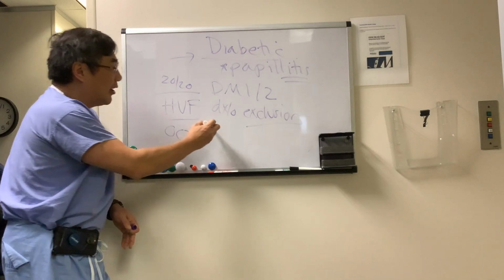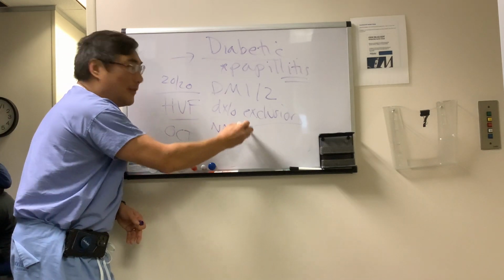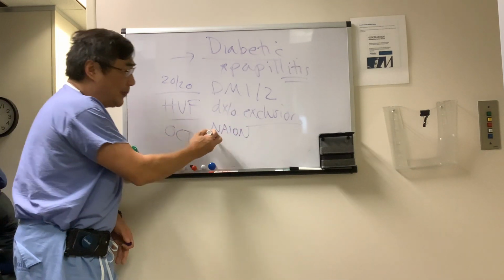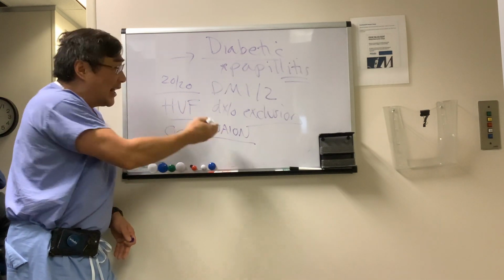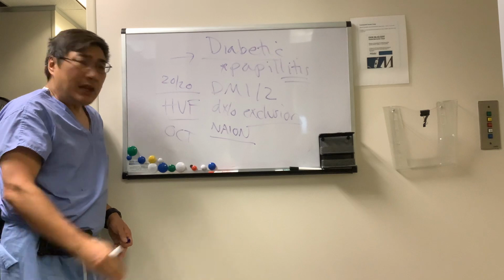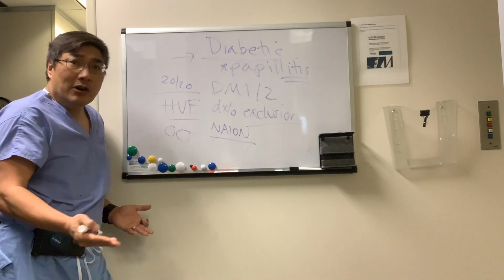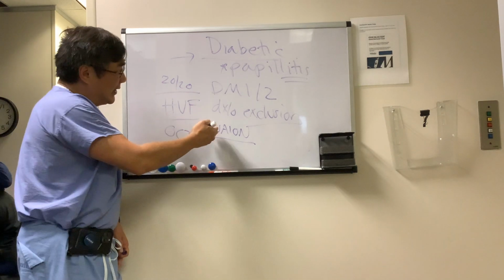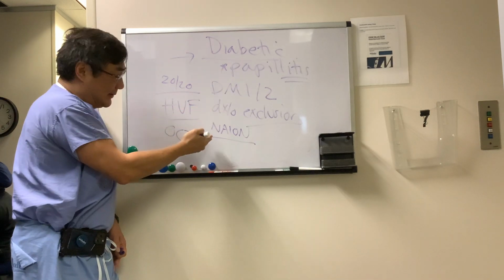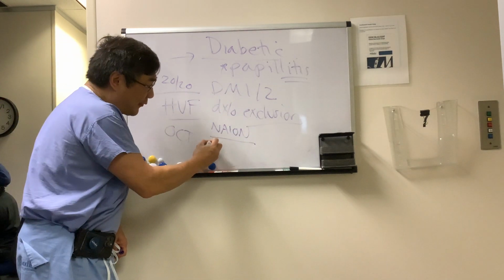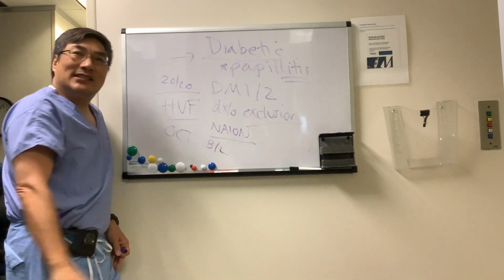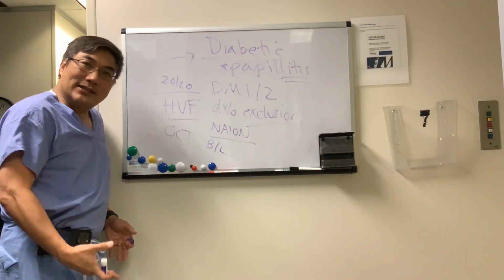Well, that could be non-arteritic anterior ischemic optic neuropathy if it's unilateral. And so some people believe that diabetic papillitis is just a form of less severe NAION. And so it just depends whether you're a lumper or a splitter. If you're a lumper, diabetic papillitis might be just a less severe form of NAION. However, when it's bilateral, it's a lot less likely to be NAION and more likely to be a systemic thing.